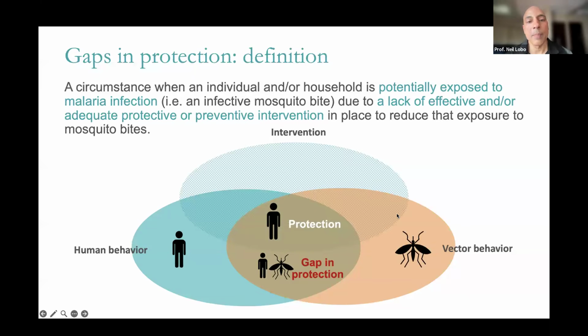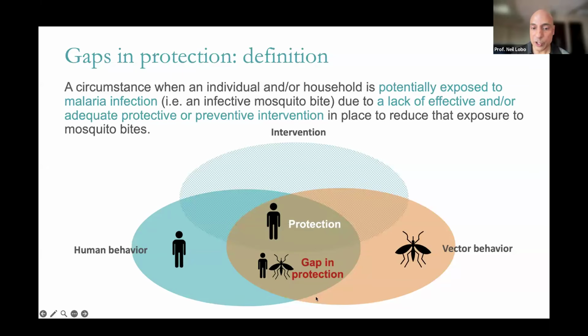Now, I hope you remember this intervention, vector behavior, and human behavior overlapping Venn diagram. So a gap in protection is a circumstance, and now I'm reading, when an individual or a household is potentially exposed to malaria infection, to an infective mosquito bite. And this would be because of a lack of effective or adequate protective or preventative intervention in place that reduces that exposure to mosquito bites. So as I mentioned earlier, this gap in protection down at the bottom in red is what we want to understand. And if we understand that, it's actually a byproduct of understanding the protections.